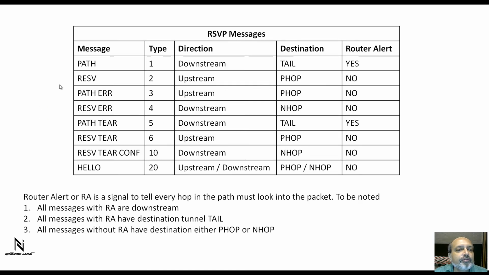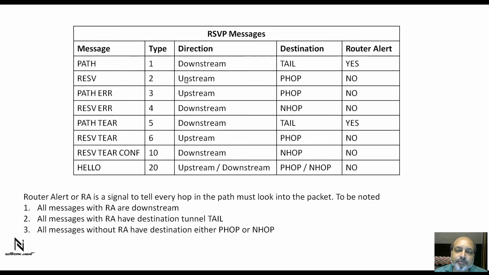Now these messages have their message types. These are already specified. We don't have to do anything with these. So path message is a type 1 message. In fact, if you are checking the RSVP log messages in your routers, you will see that these messages are numbered by certain numbers. These numbers indicate the type of the message. So if it is a path message, it is a type 1 message. If it is RESV message, type 2 message, and so on.